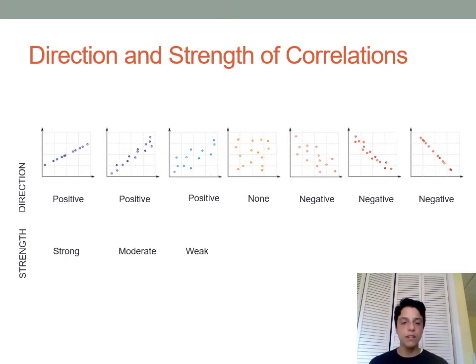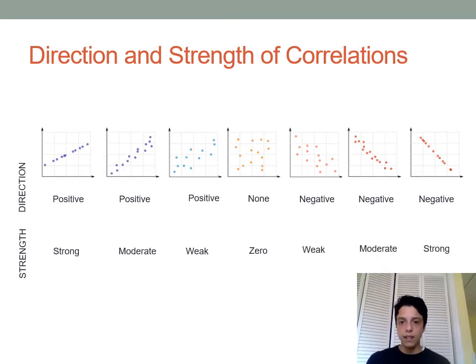You still have a good amount of scatter going on there. In the middle, we have zero correlation, where it doesn't have a positive or negative slope at all. It's just a big blob of dots, and you can't predict where one dot is from knowing the value of either of the variables that you're looking at. And then we also have weak, moderate, and strong correlations with our negative variables as well.